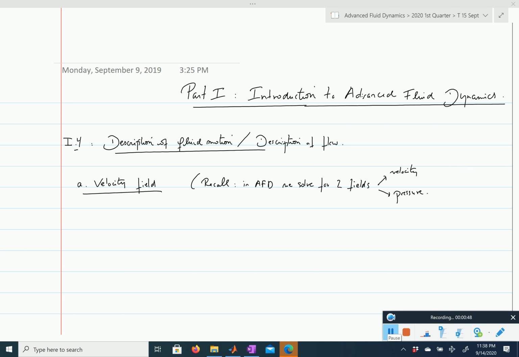So the velocity field is known when we know the flow velocity u at every single position in the flow field, so x being here the position vector. So at every single position vector, but also at every given time.